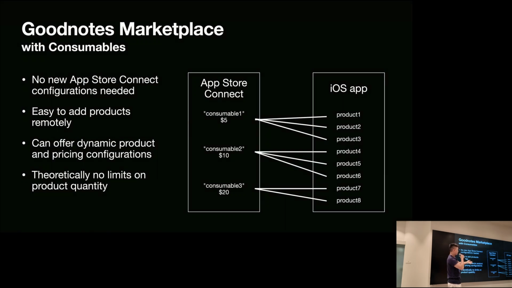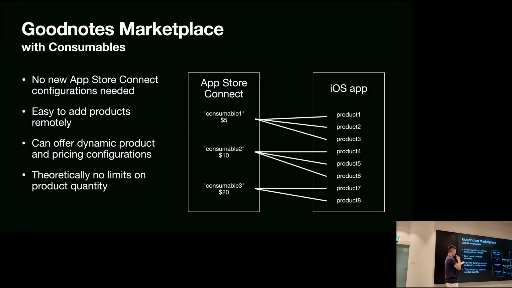But with this configuration, for example, if I want to discount product A, so instead of selling it for $20, I want to sell it for $10, I can just, with a single line of code, change it in the back end, change product A to use consumable 2. So we don't need any new configurations in StoreKit. We can just edit which consumable identifier to use for each product.